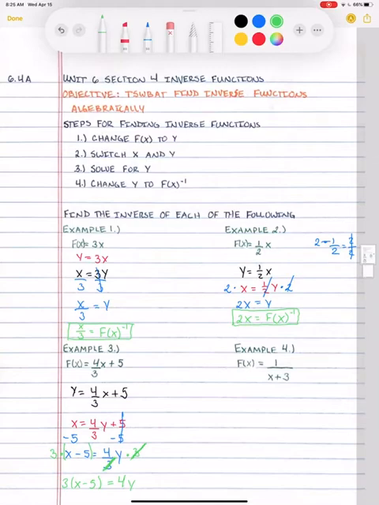Now the last step would just be to divide by 4. And I have y equals 3 times x minus 5 divided by 4. The last thing we're going to do before we switch is distribute. And then we're going to change y to f of x inverse.